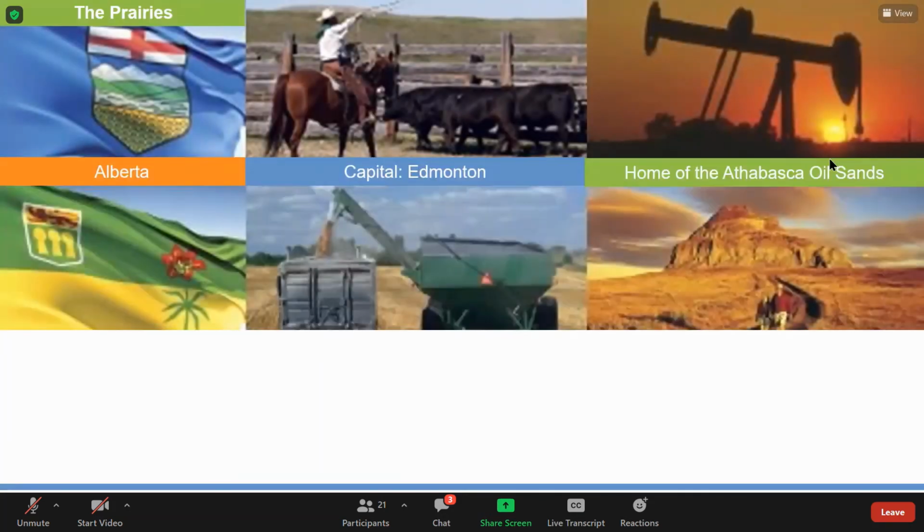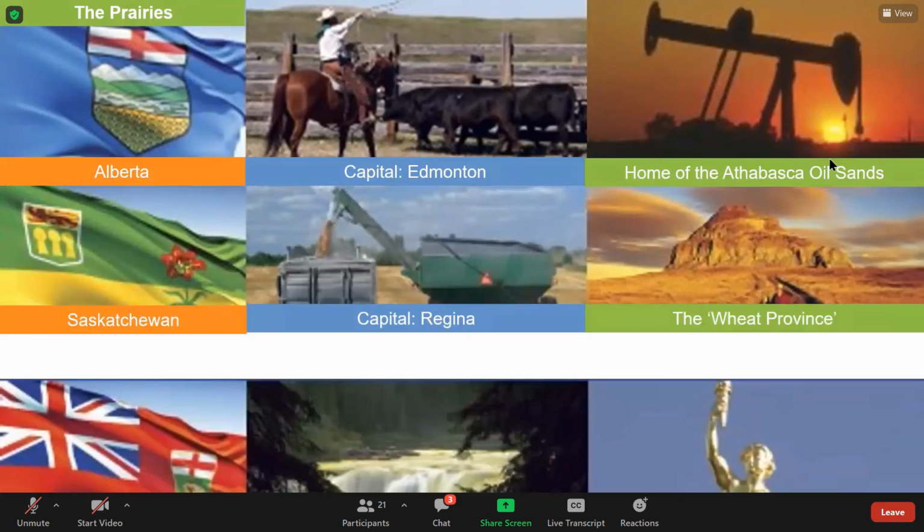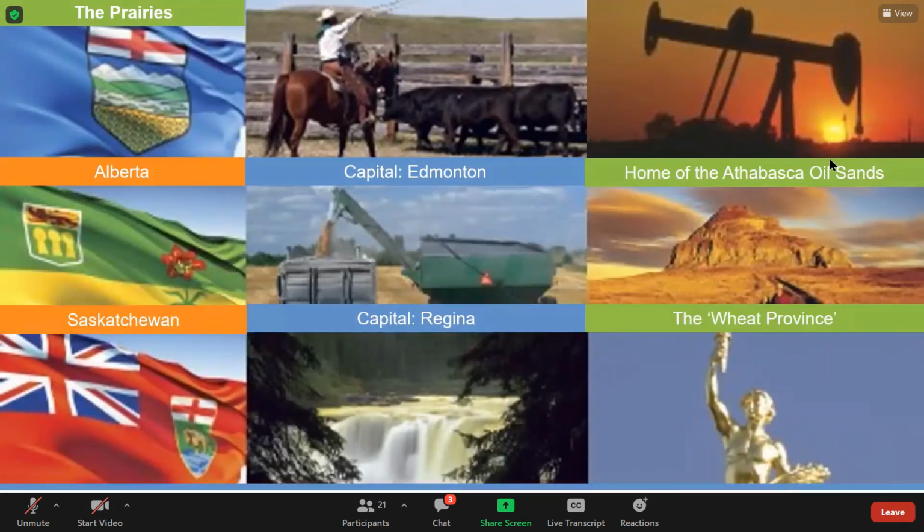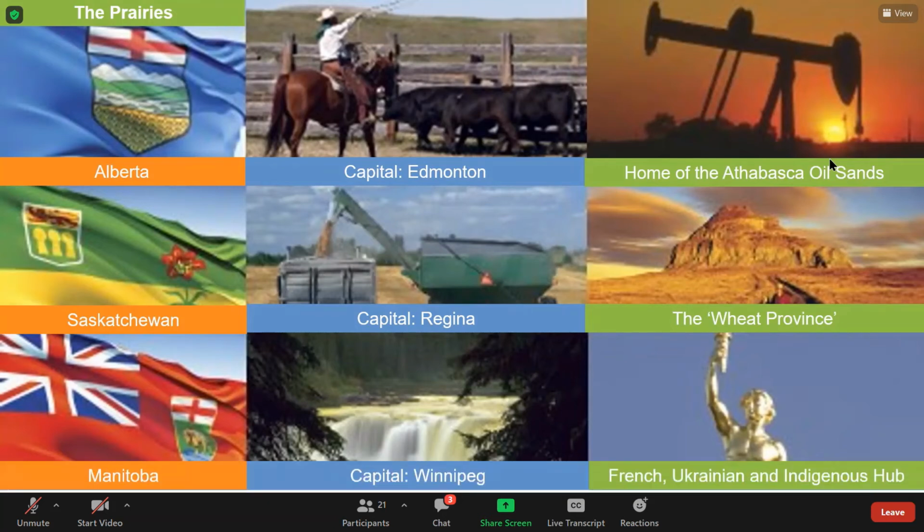Now we are talking about the prairies. Those slides also illustrate the resources in each province. As you can see, in Alberta, the capital is Edmonton, and it's the home of the Athabasca oil sands. So those are the resources in that particular province. If you go to Saskatchewan, the capital is Regina, and it's the wheat province.